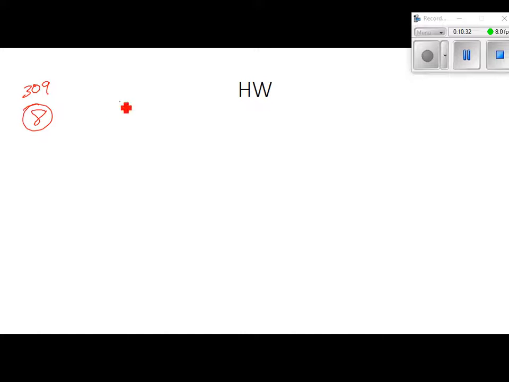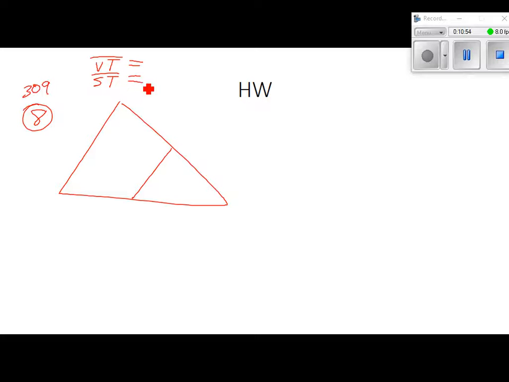Number 8, they gave you the wrong thing on this. So let's change it real quick. Instead of finding UT and RT, we want to find VT and ST. So we want to find those two segments instead of the two that they gave us. That might be beneficial there.